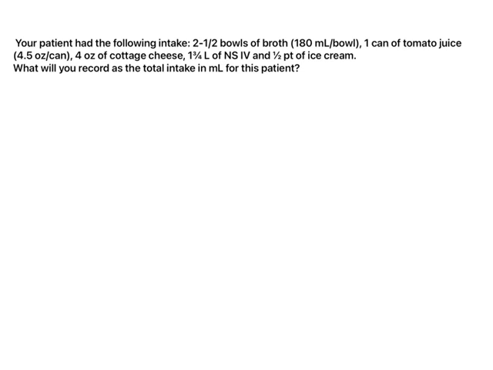So the question said, your patient had the following intake. They had 2.5 bowls of broth, and it lets you know that the bowl is 180 mLs. It says they had 1 can of tomato juice, and it lets you know that the can is 4.5 ounces. And then the patient had 4 ounces of cottage cheese. They had 1 3/4 liters of normal saline. And they also had a half a pint of ice cream. All right, so let's start with the bowls of broth.